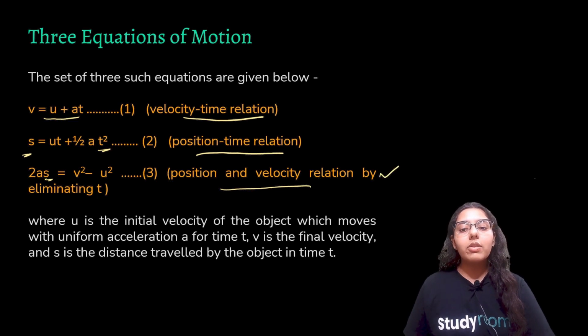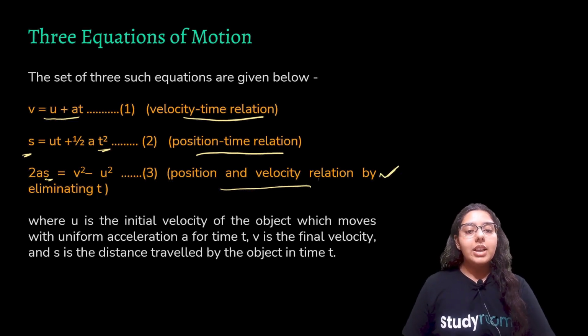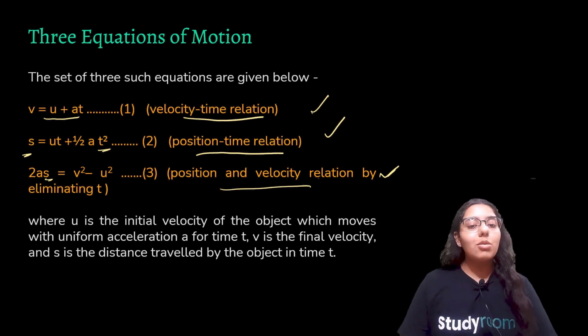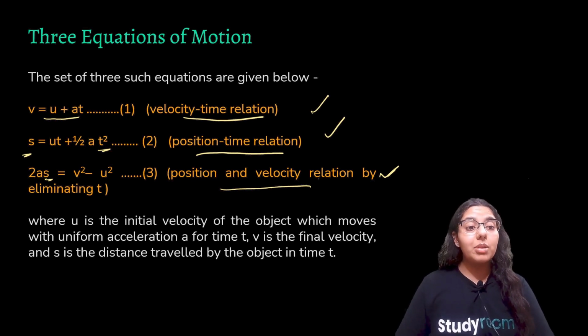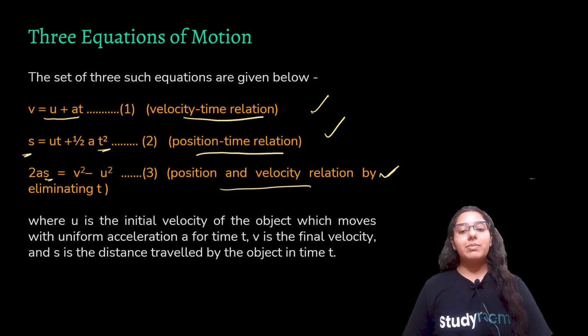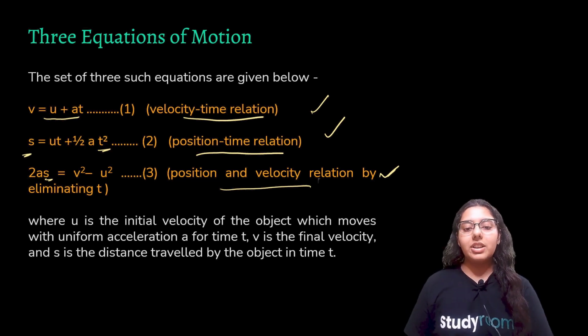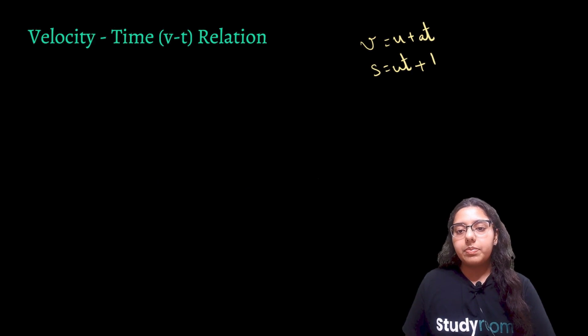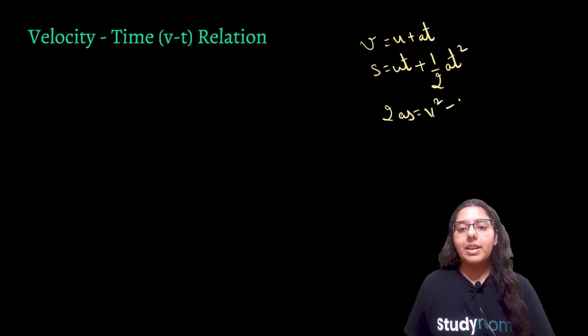We derive this third equation by eliminating t from the second equation using the first equation. We get the third equation with the help of the first and second equations. Don't worry, we'll learn how they come about graphically in the further part. For now, just see this: v = u + at, s = ut + half at square, and 2as = v square minus u square.